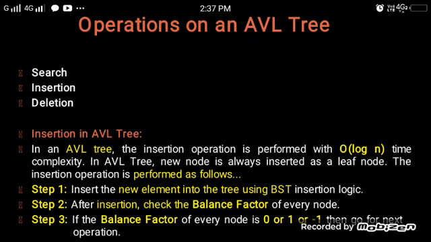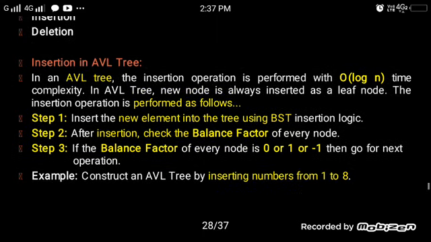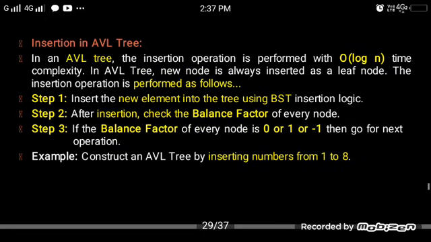These are the operations we have on an AVL tree: searching, insertion and deletion. These operations are performed in order of log n time complexity. In an AVL tree, a new node is always inserted as a leaf node. The insertion operation is performed as follows: insert the element as in a BST, then check the balance factor, which should be 0, 1 or -1.